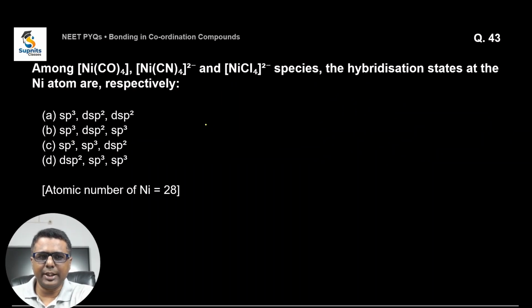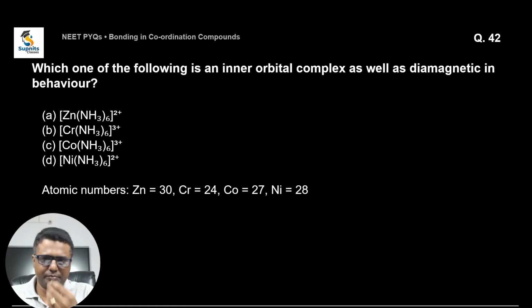Ni(CO)4, what is the hybridization? [Ni(CN)4] 2 minus, what is the hybridization? And so I will give this as a homework. You can pause the video and check the answer. Answer will be B. I will urge you guys to pause the video and check the answer over here. Okay. Next question. Have you checked the answer? That one.